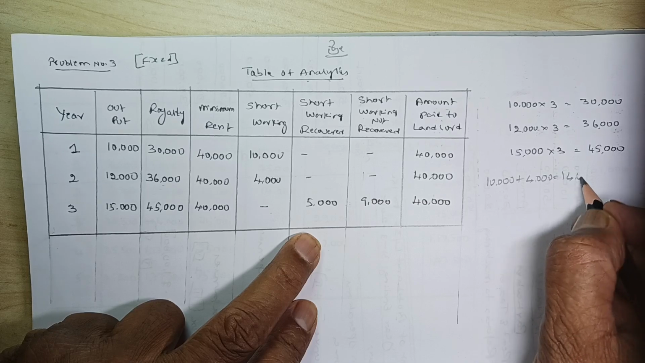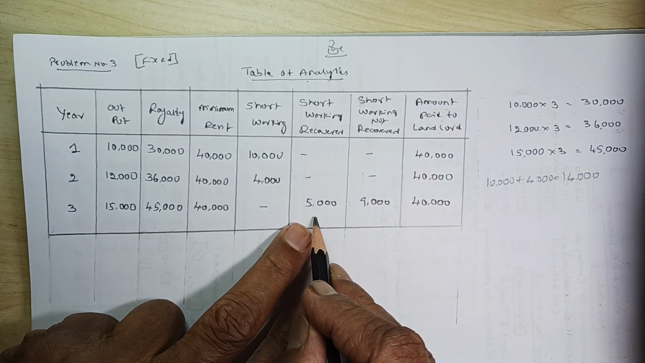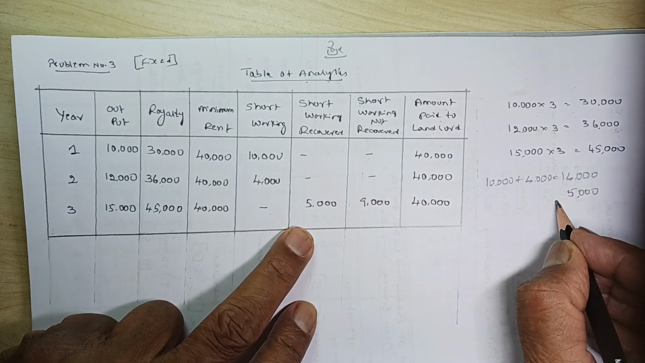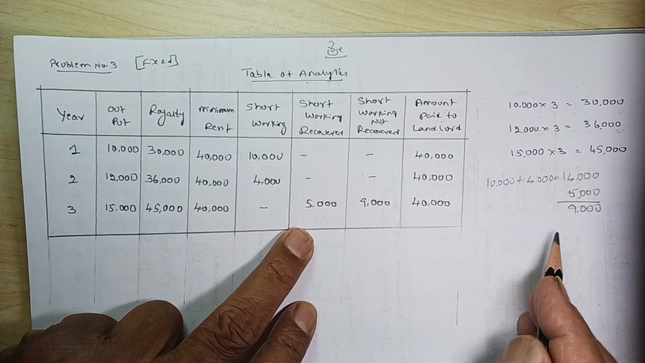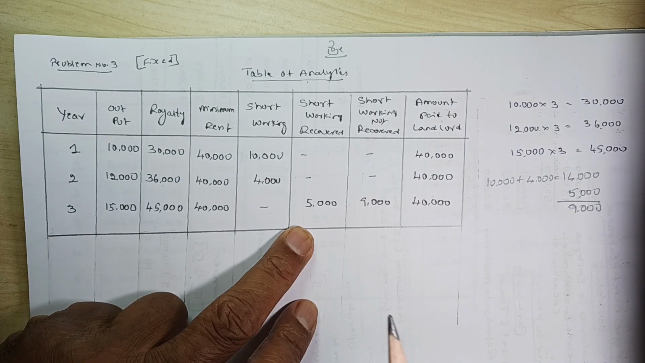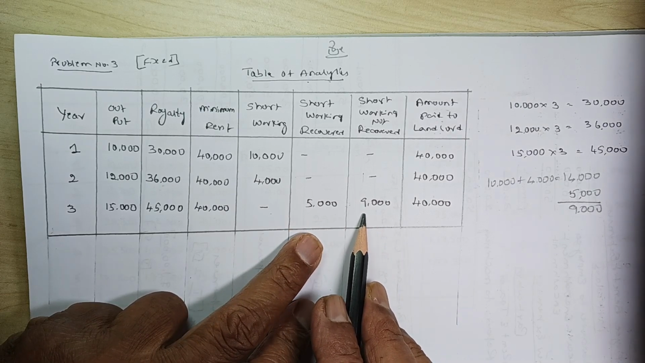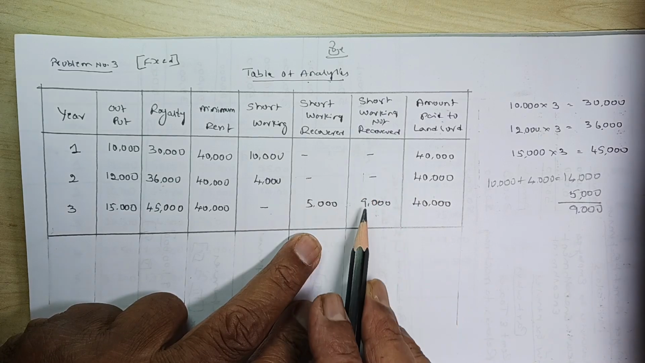Total loss is how much actually now? 2 years, 14,000. Whereas you have recouped in the third year how much actually? 5,000. That means how much is still there? 9,000, but you cannot recover this 9,000 in any of the next years, because as per the agreement you have to recover only in the first 3 years. So take out that 9,000, it will be transferred to short working not recouped.